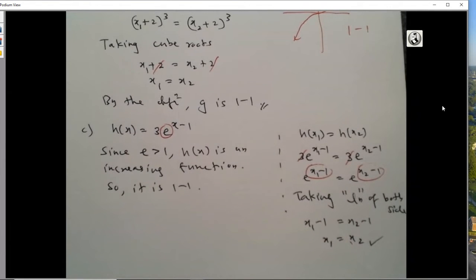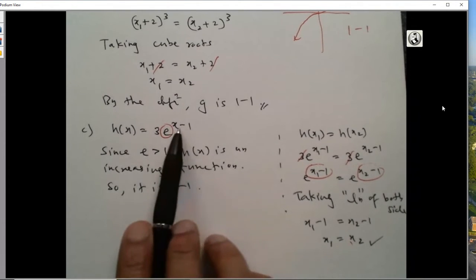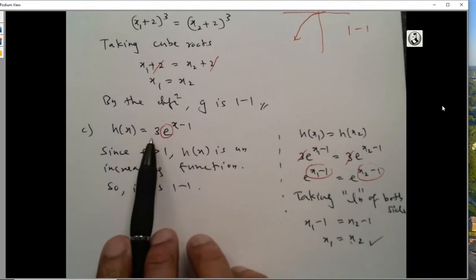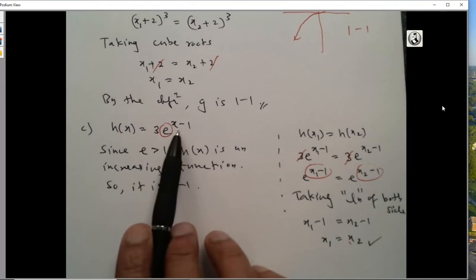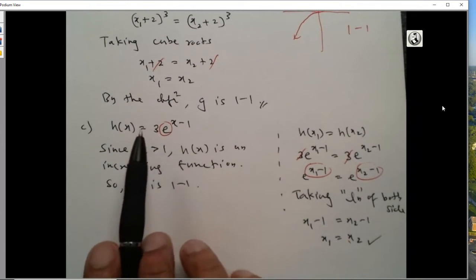So that's the easiest way to do it. Just say it's an increasing function because e is greater than 1, so it has to be increasing, right? Because this is just a horizontal shift. It doesn't do much. It's just scaling. So it's just increasing. Shifting doesn't change that. It's still increasing.